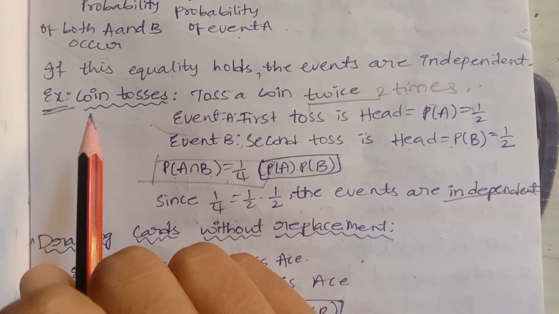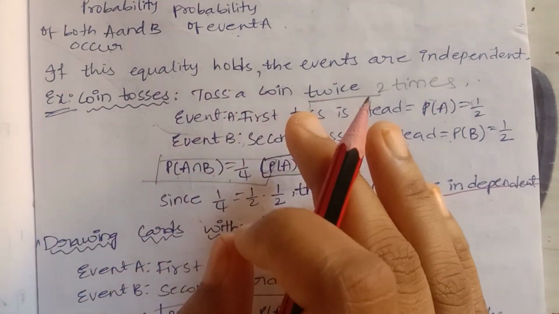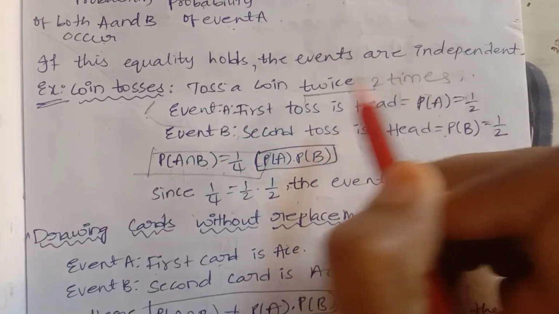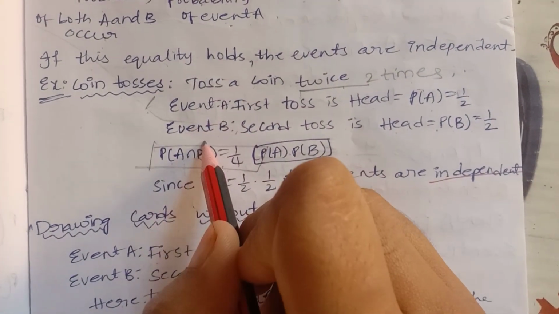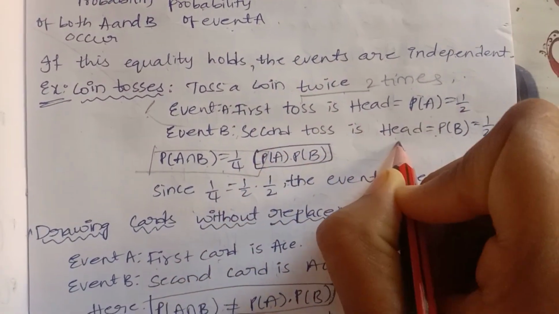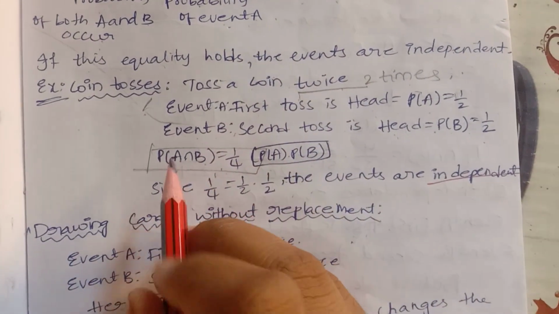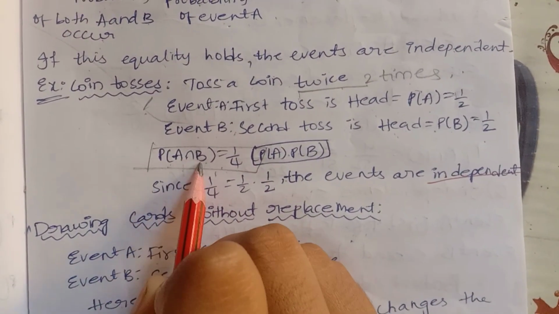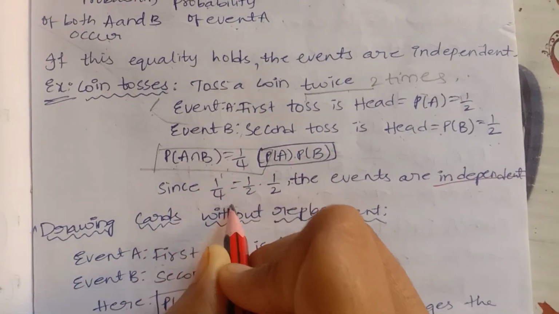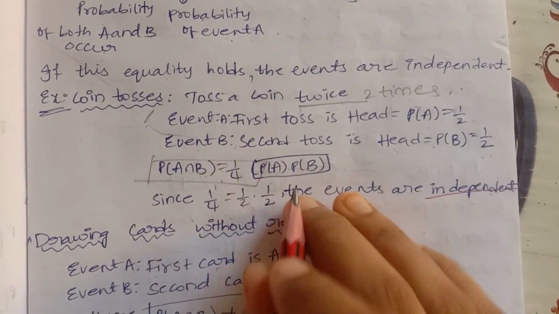Now we are going to discuss an example for independence in probability. We are using coin tosses. Toss a coin twice, twice meaning 2 times. Event A and event B are the two events of tossing the coin. First event is head, second event is also head. Multiplying these two terms together, we get 1 by 4. P of A intersection B is equal to P of A into P of B, 1 by 2 into 1 by 2 is 1 by 4. Since 1 by 4 equals 1 by 2 into 1 by 2, the events are independent. The condition is satisfied, so it is an independent event.